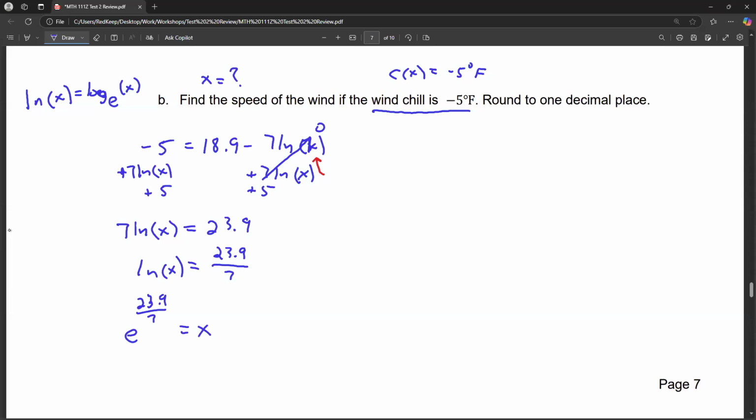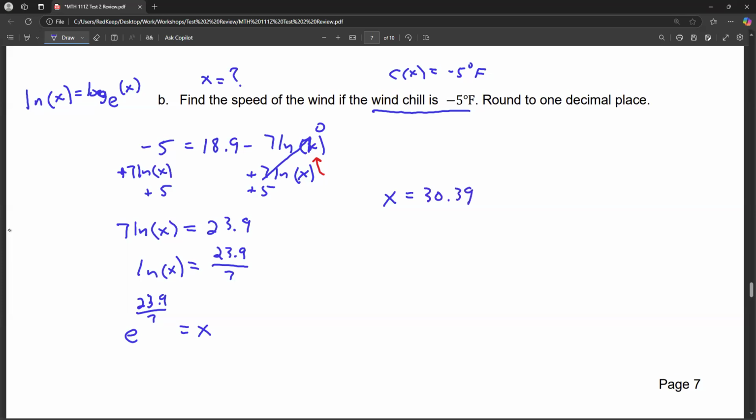Okay, and so x was our wind speed. I don't know what e to the 23.9 divided by 7 miles per hour is, so I'm going to use my calculator to solve for that. Let's see, I put this in my calculator before. What did my calculator tell me? Oh, here it is. My calculator before gave me, of course, a big old number.